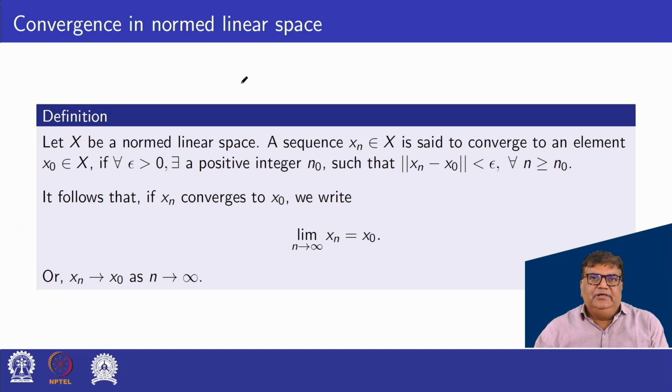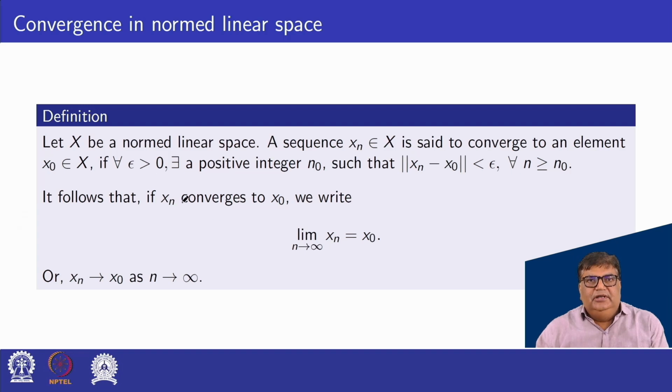First, convergence in normed linear space. Let X be a normed linear space. A sequence xn, an element of X, is said to converge to an element x0 belonging to X if for every epsilon greater than 0, there exists a positive integer n0 such that norm xn minus x0 is less than epsilon for all n greater than or equal to n0.